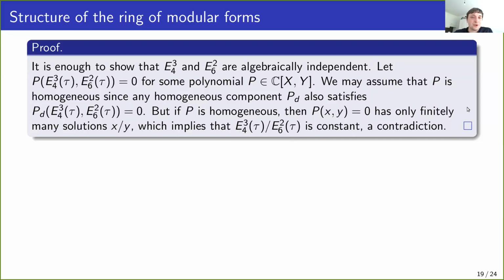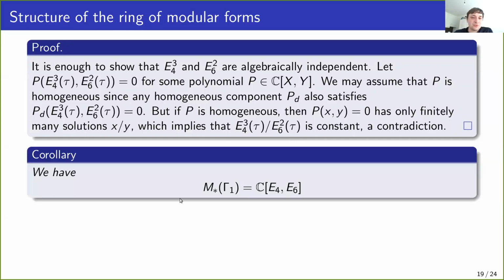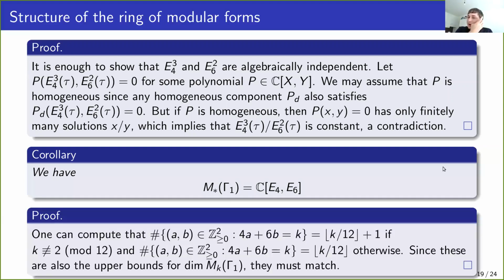Okay, so now that we have this, we can actually prove that the full ring of modular forms can be written as polynomials in the two Eisenstein series, E4 and E6. And why is that? Well, we had the upper bound, and then there is a combinatorial calculation. If you try to write as many monomials as you can in E4 and E6 of weight k, then you have to calculate this number.